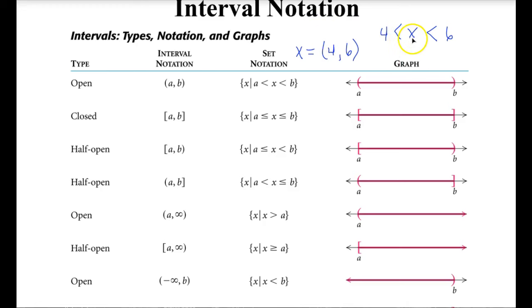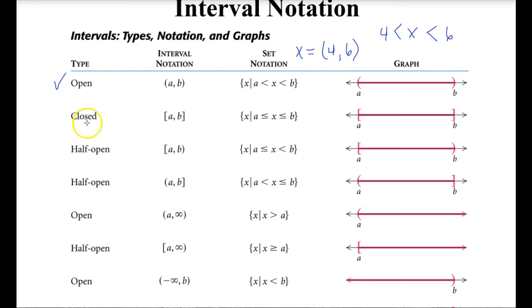So a valid value for x would be 4.01, 4.1, 4.2, 5.5, 5.999, but we cannot say that 4 could be a value for x, and we cannot say that 6 could be a value for x. But anything strictly in between it can be. So that's what this particular situation is saying.